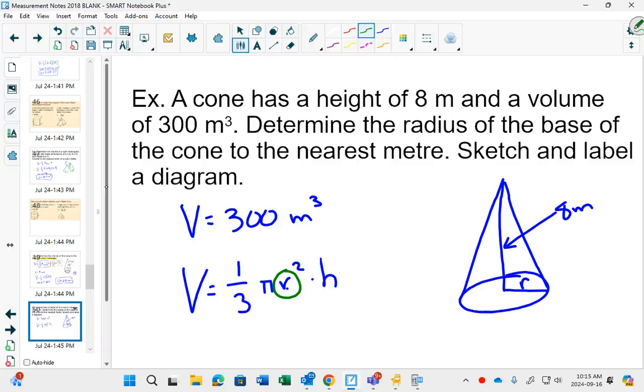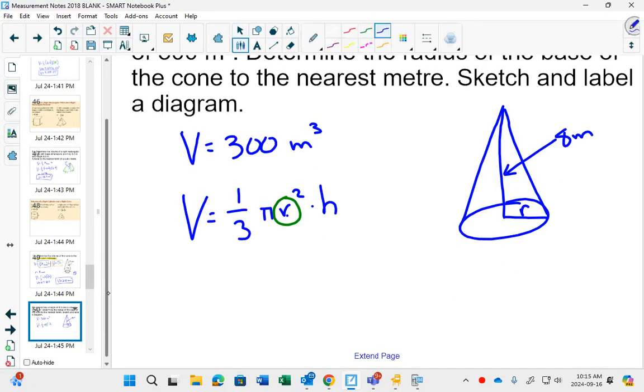Do you have something for volume? Yes, 300. Did the question tell us the height, or did it tell us the slant height? Okay. I'm going to get you to check every single time, but it told us the actual height. Great. Don't have to do extra work finding the height. So I can plug into this formula everything that I know. I know the volume is 300. I don't know the radius, so I'm going to leave that as an R. And I know that the height is 8. Plug in everything that I know, and now I need to solve for R.